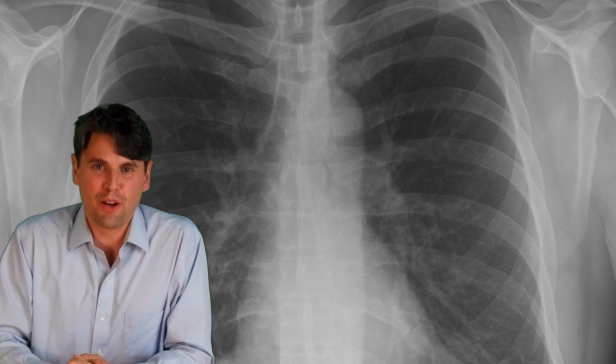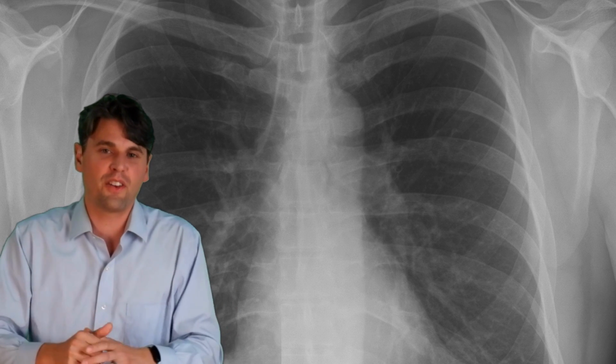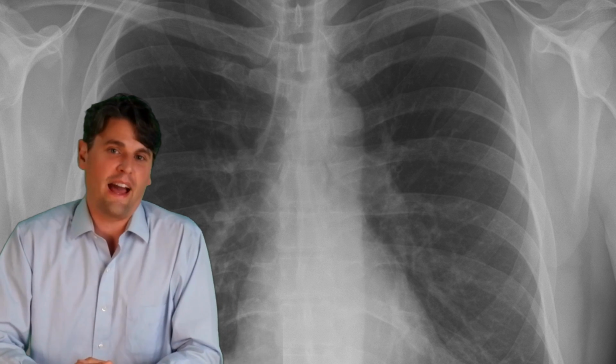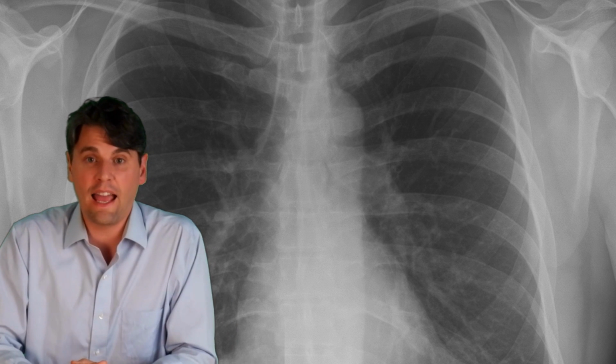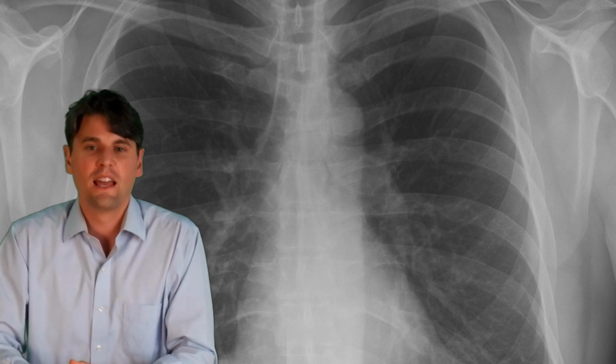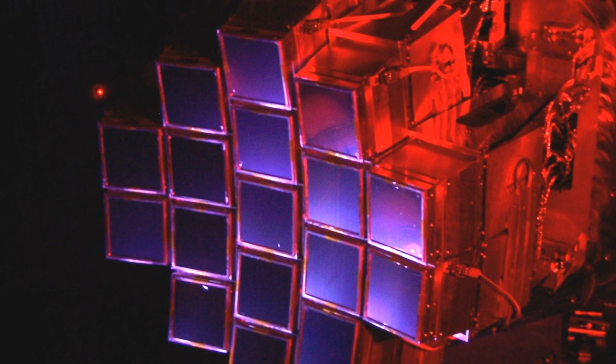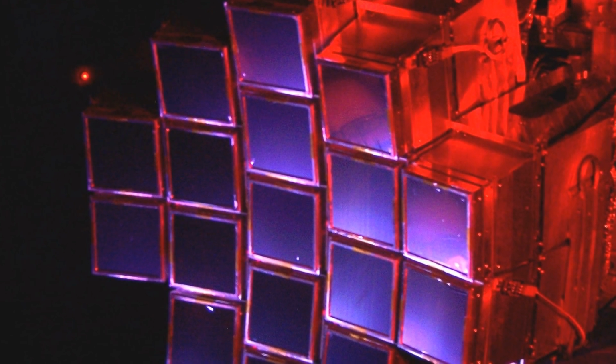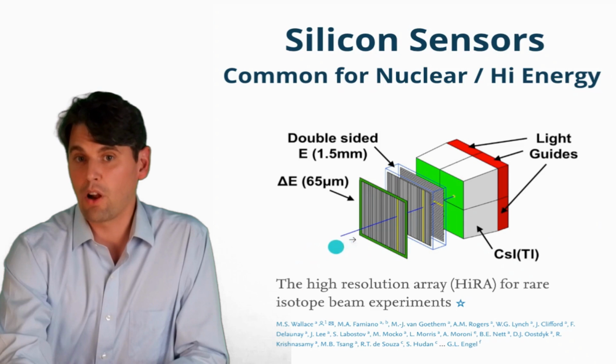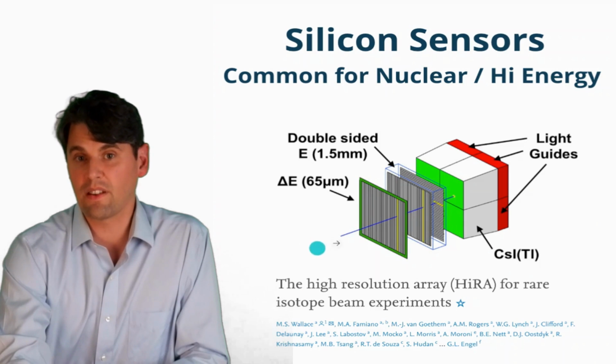We're going to switch real quickly here to talk about a different type of sensor that's been used for a long time in high energy and nuclear experiments, and it's actually silicon. So the idea here in this type of experiment would be that you'd have charged particles for nuclear physics experiments.